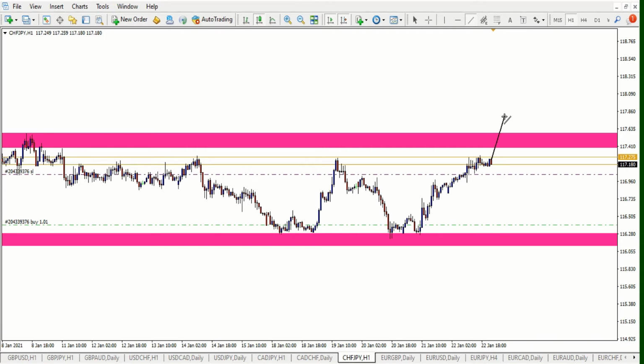Either the market could continue with this bullish momentum, come back down, break through that resistance, making a new support, come back down to retest, and continue making its way back up. Or alternatively, the market could make its way back down, hit that support, and continue making its way back up. So that's what you're looking for the CHFJPY.